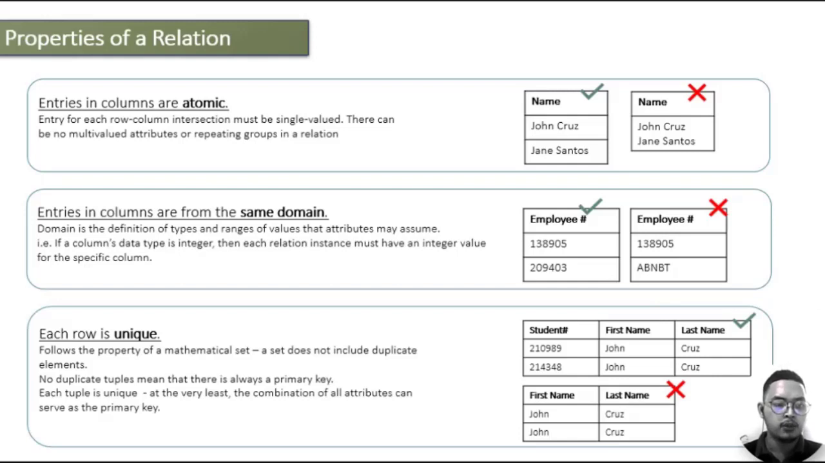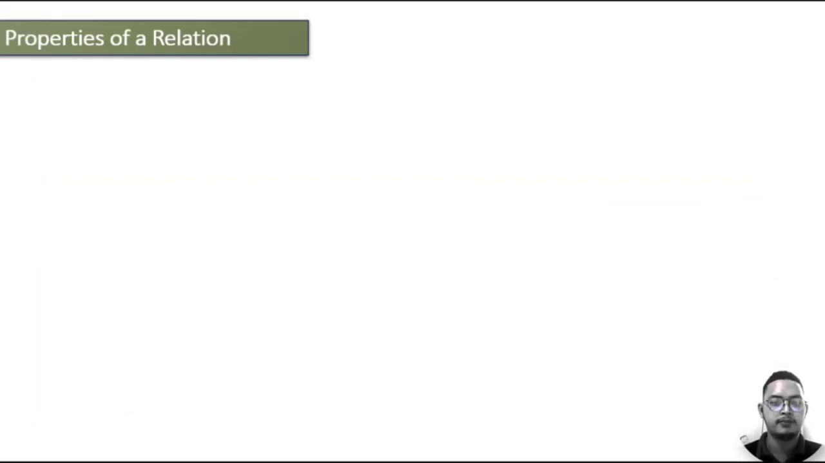Next is each row is unique. This property ensures that no two rows in a relational table are identical. There is at least one column or set of columns, the values of which uniquely identify each row in the table. Such columns are called primary keys and are discussed in more detail in relationships and keys. This property guarantees that every row in the relational table is meaningful and that a specific row can be identified by specifying the primary key values.